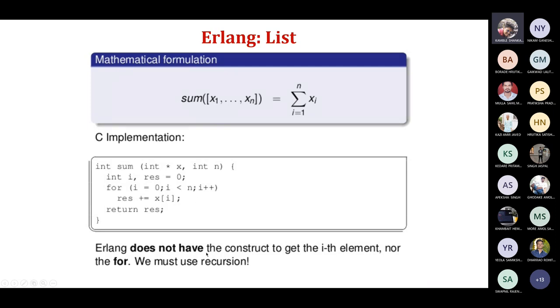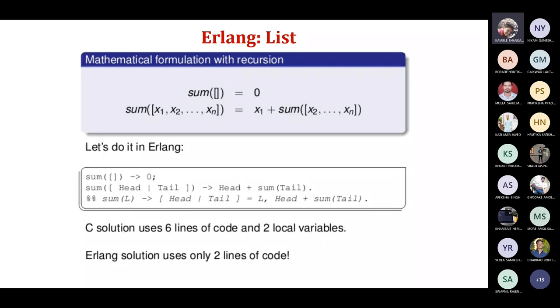Now Erlang does not have the construct to get the ith element, which we saw now, nor does it have the for statement. So we must use recursion in this case. This is how it will look. Sum of an empty list is 0, and sum of all this is nothing but x1 plus the sum of the remaining.